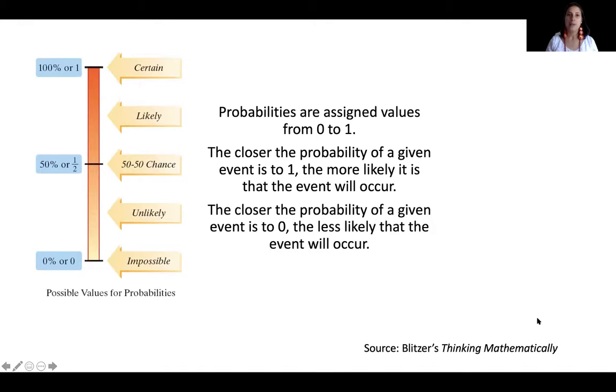Probabilities are assigned values from 0 to 1. The closer the probability of a given event is to 1, the more likely it is that the event will occur. The closer that the probability of a given event is to 0, the less likely that the event will occur.